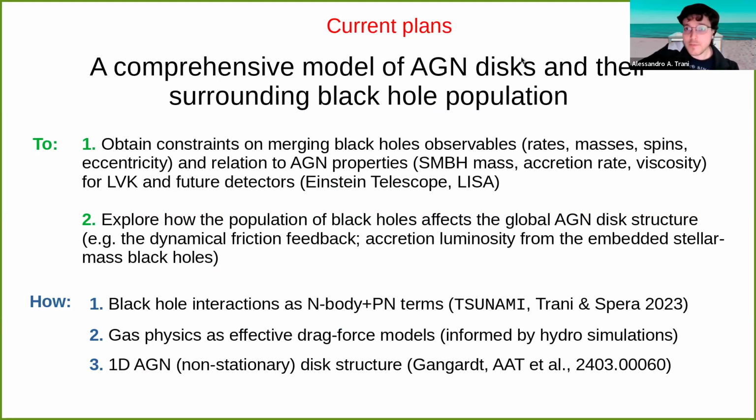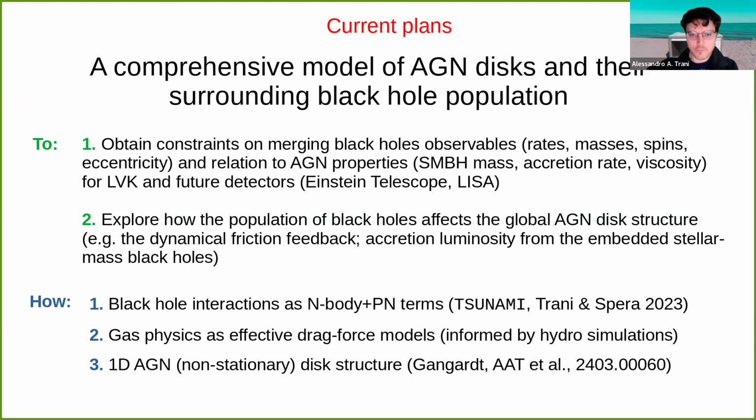So eventually, this is basically where my research is going, at least with regard to gravitational waves. This is having a comprehensive model of AGN disks and their surrounding black hole population in order to obtain constraints on black hole observables, so rates of black hole mergers, masses, and spins, but also the relation to AGN properties, which is supermassive black hole mass, accretion rate, viscosity, and to provide predictions for future detectors.